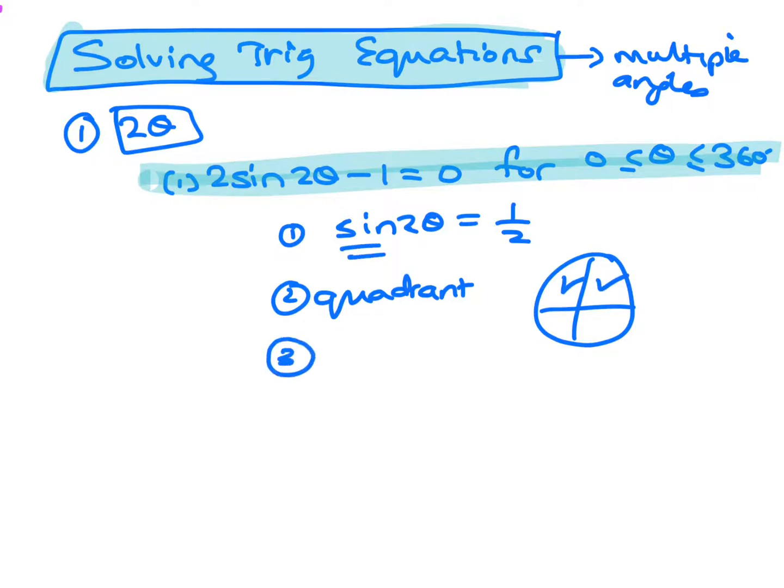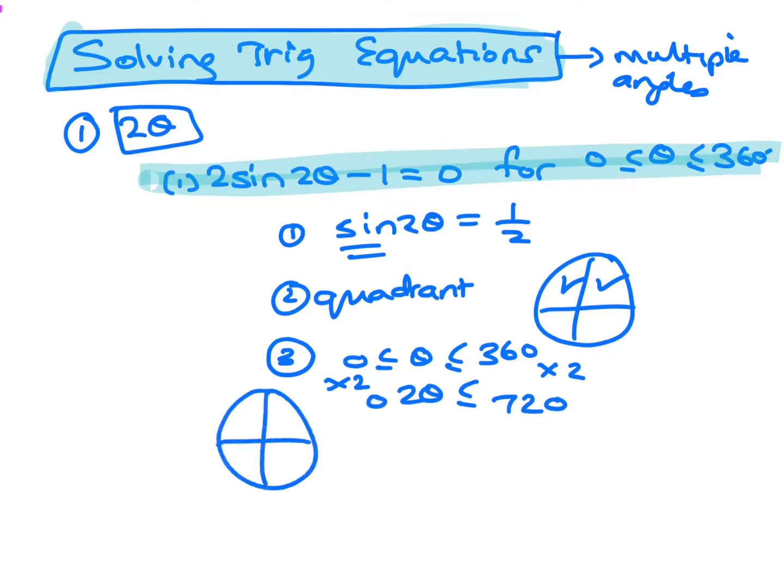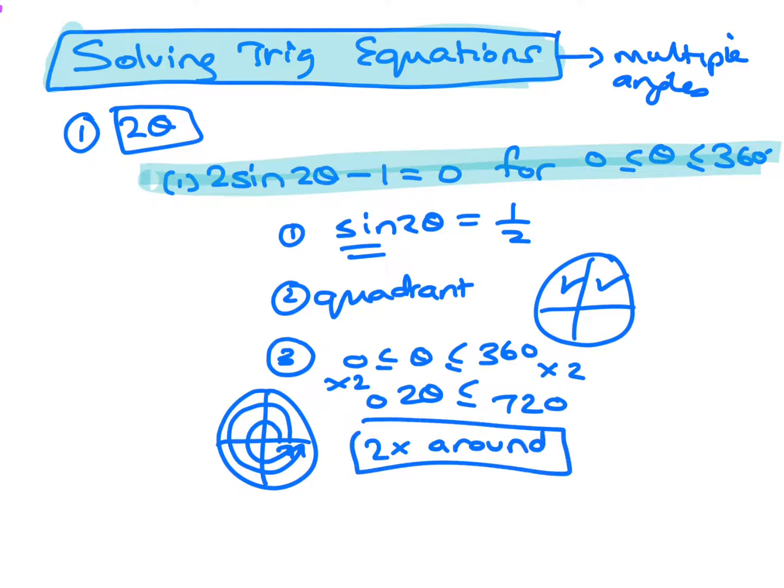Step 3. Now theta is between 0 and 360, so 2 theta is between 0 and 720, times 2. What this means is, instead of just going once around, you have to go 2 times around. So what you're going to do is add 360 to each answer.